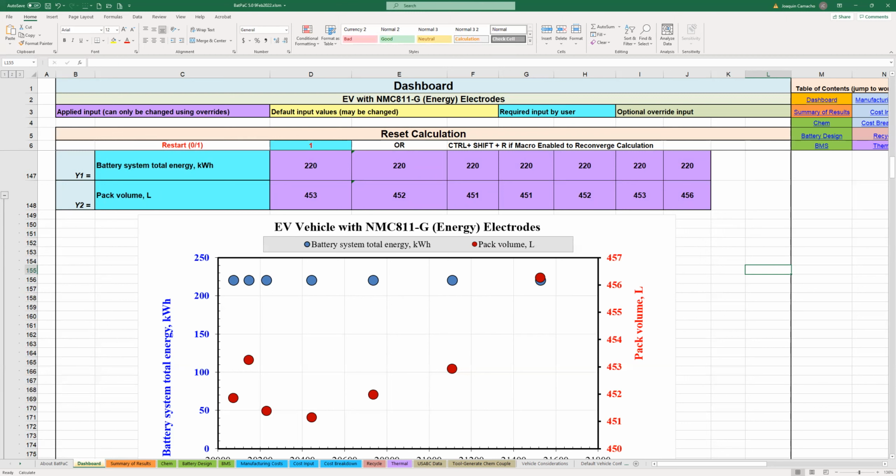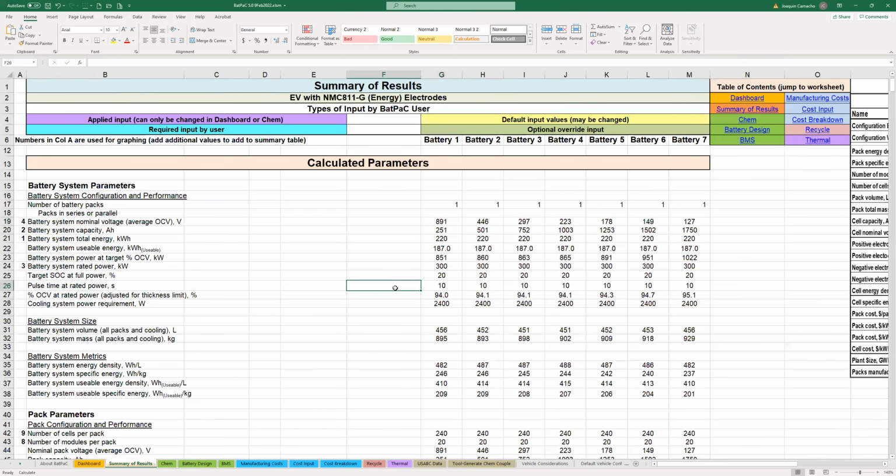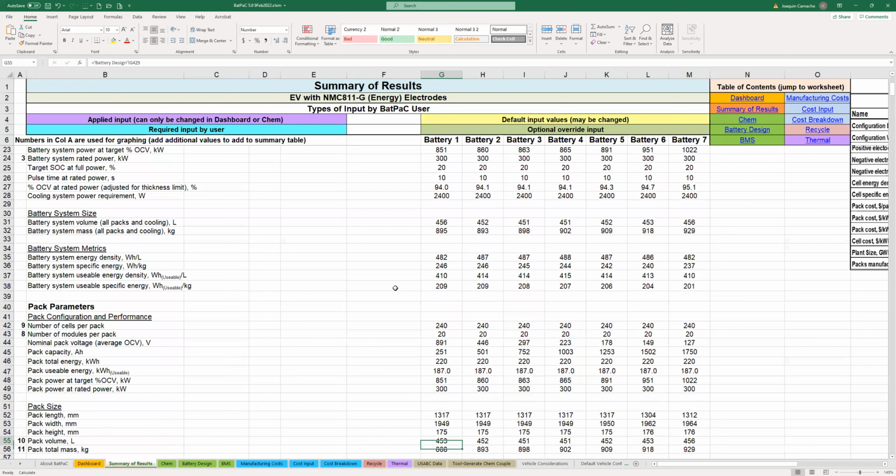Okay, what are the dimensions of your battery pack? Well, we chose to maximize the voltage, so that means only one in parallel. So let's try to find the dimensions in space. It literally means what is the height, width, and length. That's found in the summary of results, pack size.